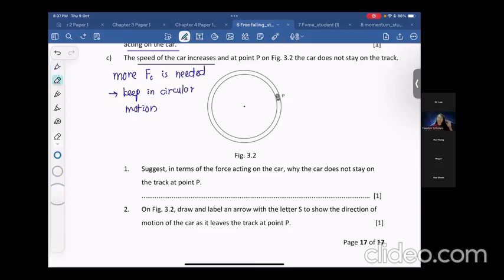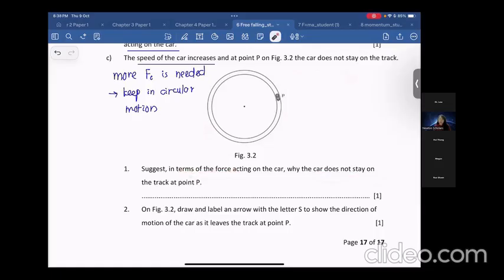When your car is at very high speed, you need more centripetal force to hold it and make it change direction. Here, the question said the speed increases, but unluckily the car is not able to stay on track. That means it is not able to continue in circular motion. In terms of force, why can it not stay?